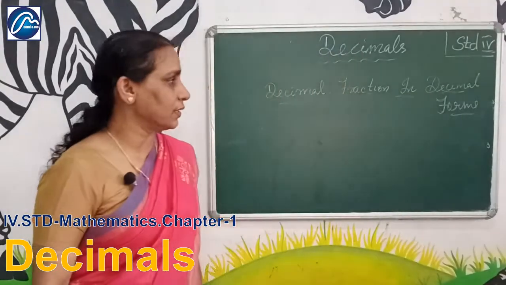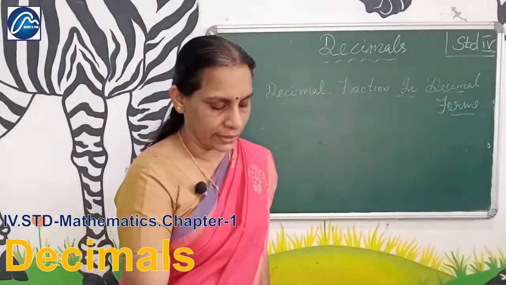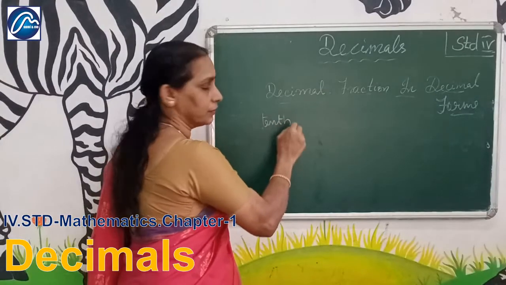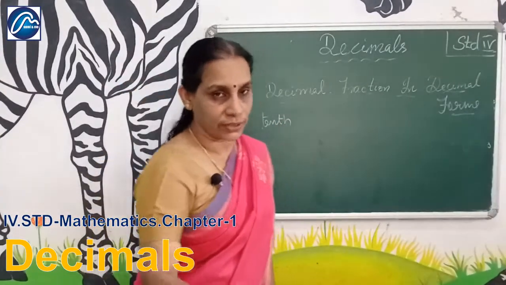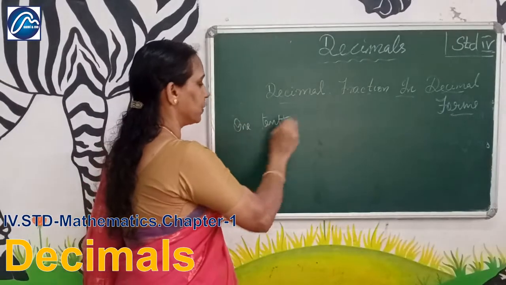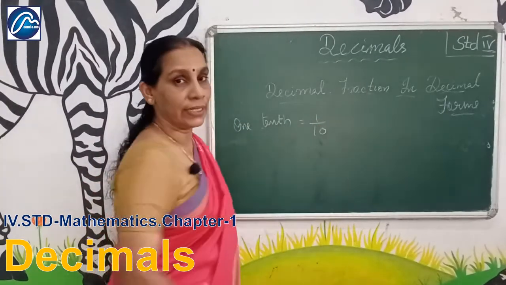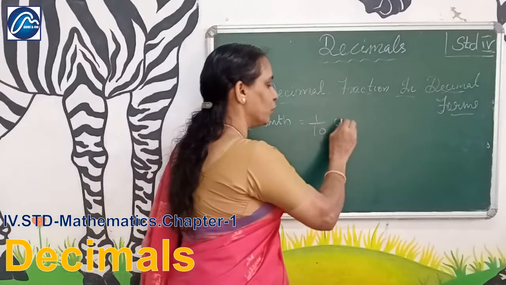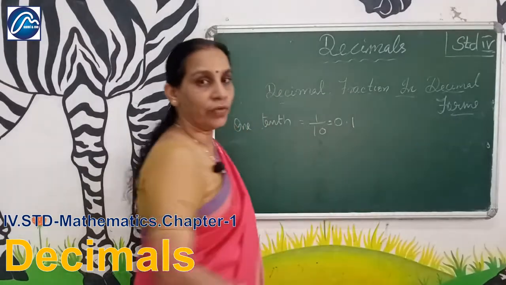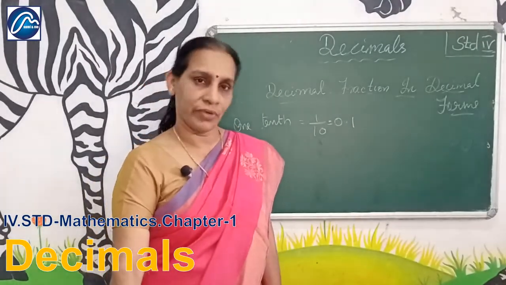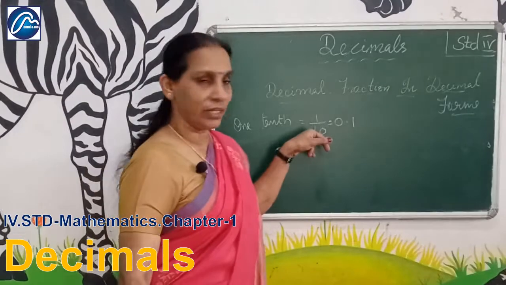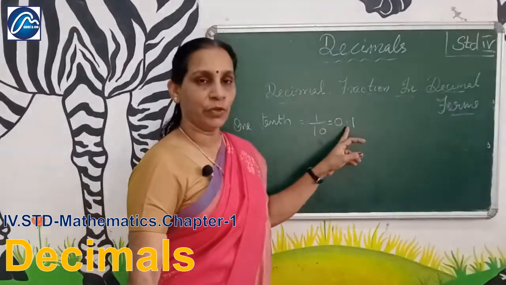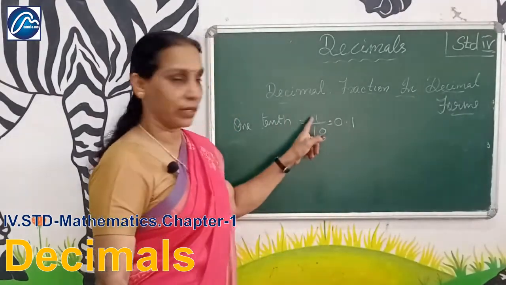Decimal fraction in decimal form. Let us take a number. Tenth. Tenth means 1/10. That means we will write it as the fraction 1/10. 1/10 is equal to 0.1. Why? Because there is only one zero in the denominator, so we will put only one number after the point.